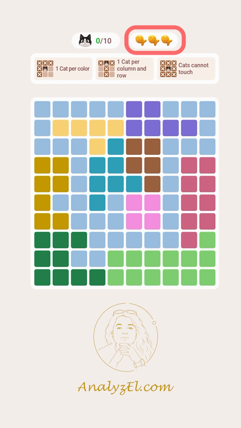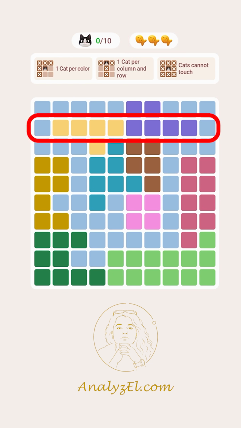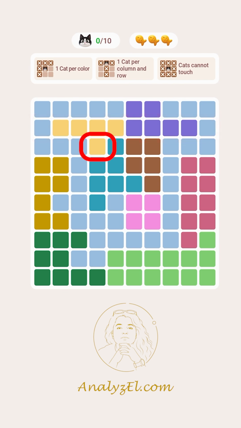In the second row, we have yellow, light blue, and purple. In the third row, there is only one yellow square. This creates 2 possibilities. If the cat is not in the yellow square, then the second row yellow must contain the cat, since each color has exactly one cat. Let's test the first possibility. So we find that the cat is indeed in the single yellow square in the third row.